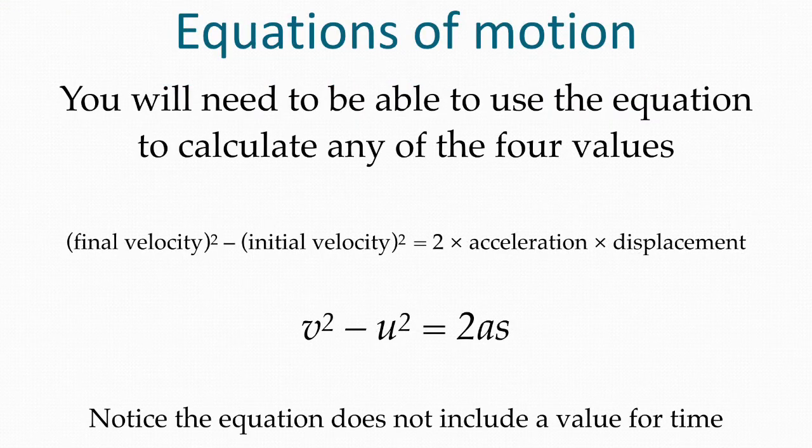Here is the equation that we're going to use, and it is worth noting that you do get given this equation in the exam. The equation is final velocity squared minus initial velocity squared is equal to 2 times the acceleration times the displacement. And this is a constant acceleration equation which requires the acceleration to stay fixed.